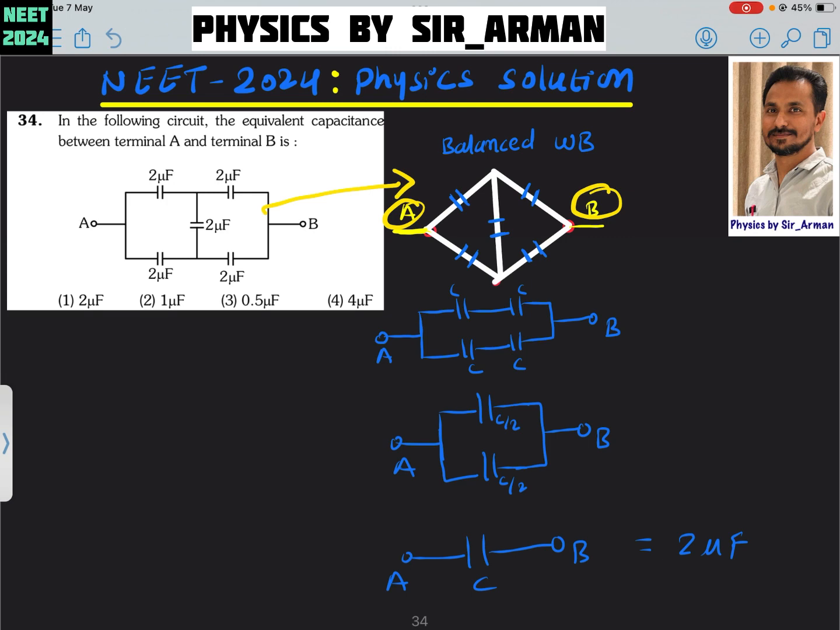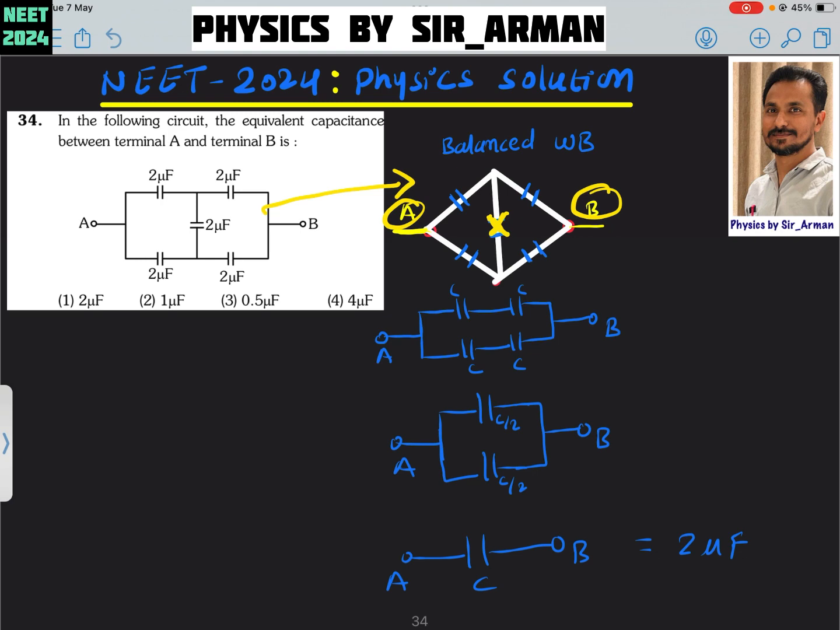Whenever you are dealing with a balanced Wheatstone bridge, this part cannot be considered, so we are not considering it as a part of the circuit. So the resultant circuit will look like this. Here two capacitors are in series. Again here two capacitors are in series, and the whole combination is in parallel. For series combination it is 1 by C1 plus 1 by C2.